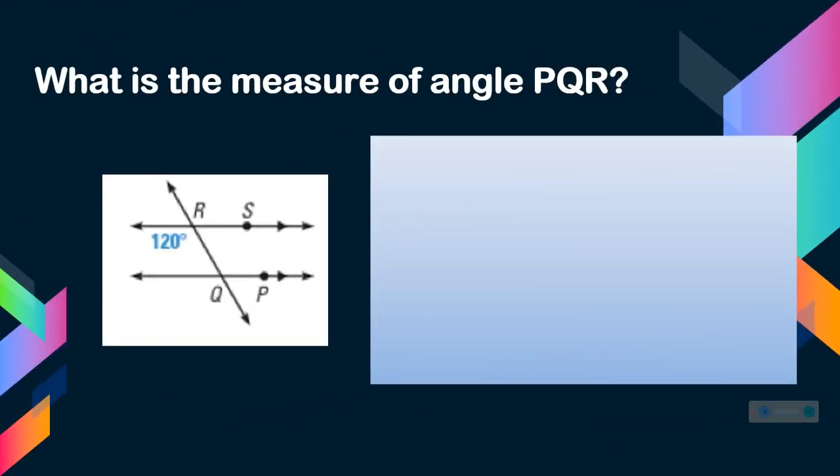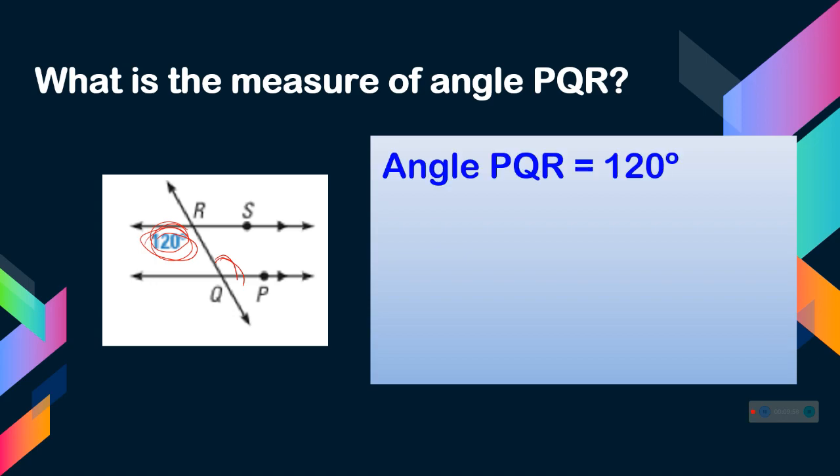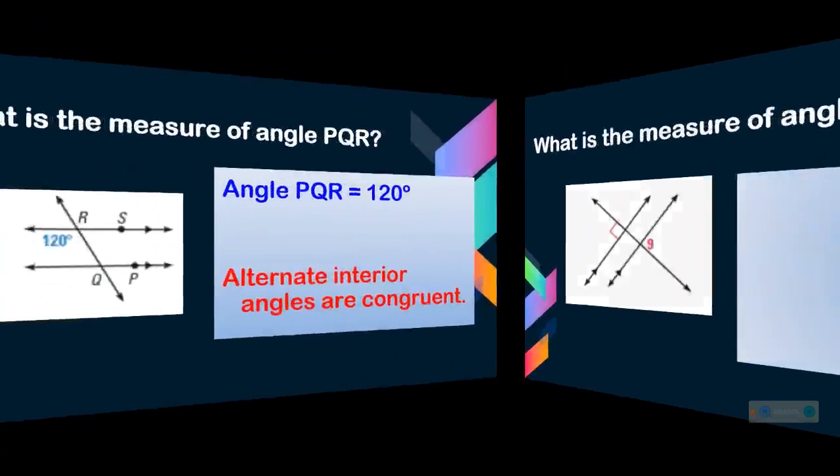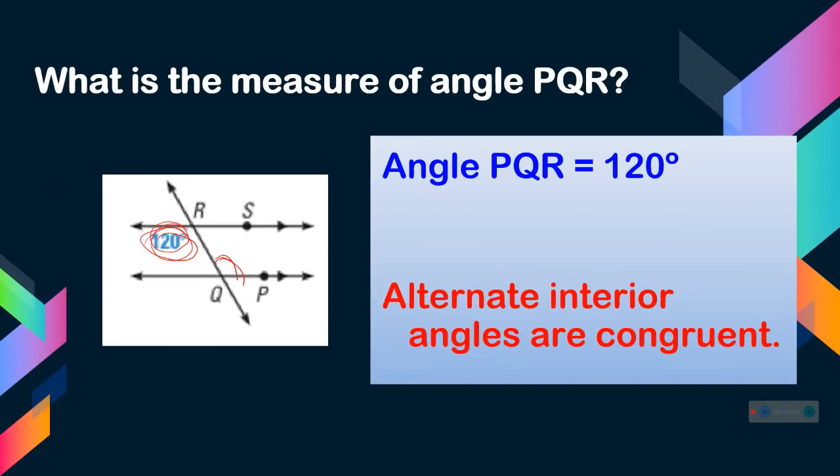Next, what is the measure of angle PQR? Okay, so you are going to find the measure of this angle PQR. So you are going to take note of the given. What is the relation of this angle with the measure of 120 degrees to this angle? Yes, they are alternate interior angles. So therefore, angle PQR is also 120 degrees. Again, when we say alternate interior angles, they are congruent.